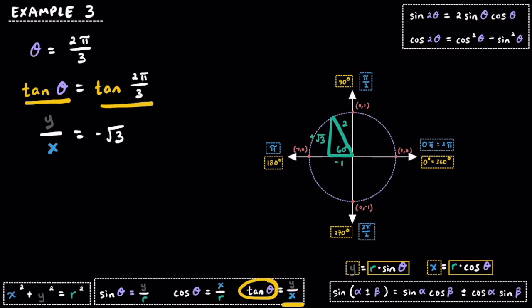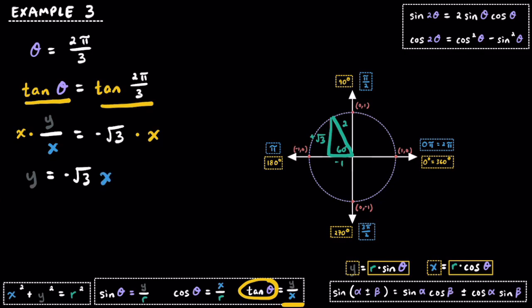Now, if we want to just rearrange things a little bit, we can multiply both sides by x here. And in doing so, these x's on the left side are going to cancel, and we'll just have y is equal to the negative square root of 3 times x.